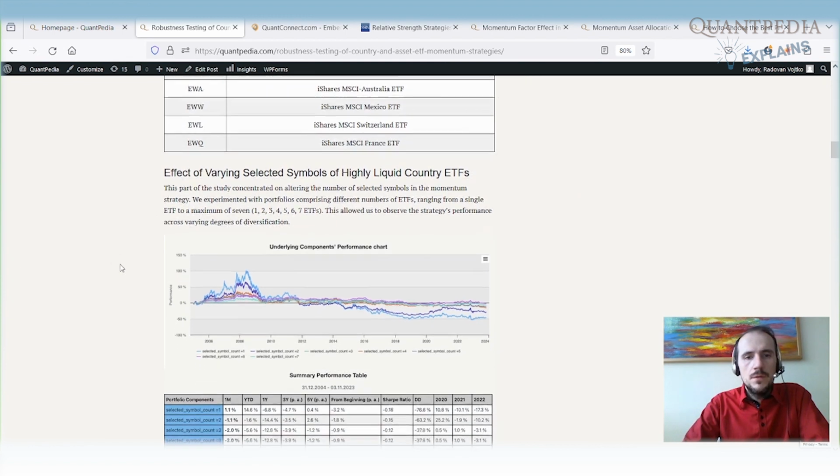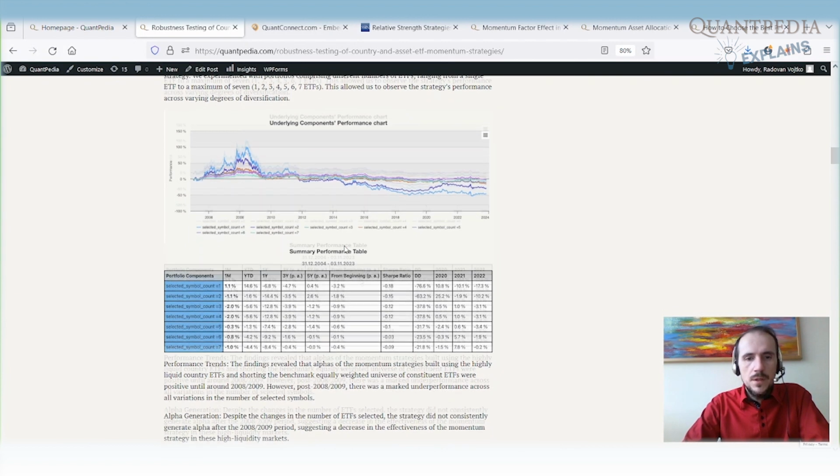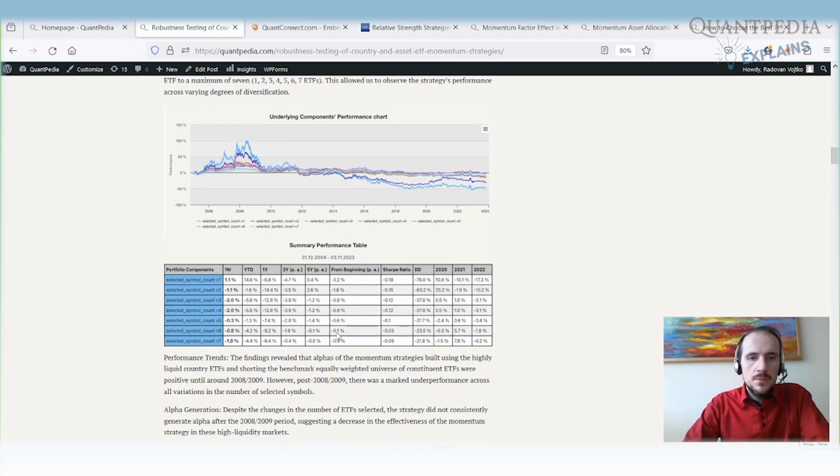In that high liquidity investment universe, we try to change the variable of how many symbols we select in our portfolio, and we compare the momentum strategy to the benchmark. And here in this chart you can already see the alpha, the outperformance of the momentum strategy against the equally weighted investment universe. As we can see, the performance from the beginning is mostly zero or slightly negative, so it means that the underlying alphas are negative and the underlying momentum strategy is not performing very well.